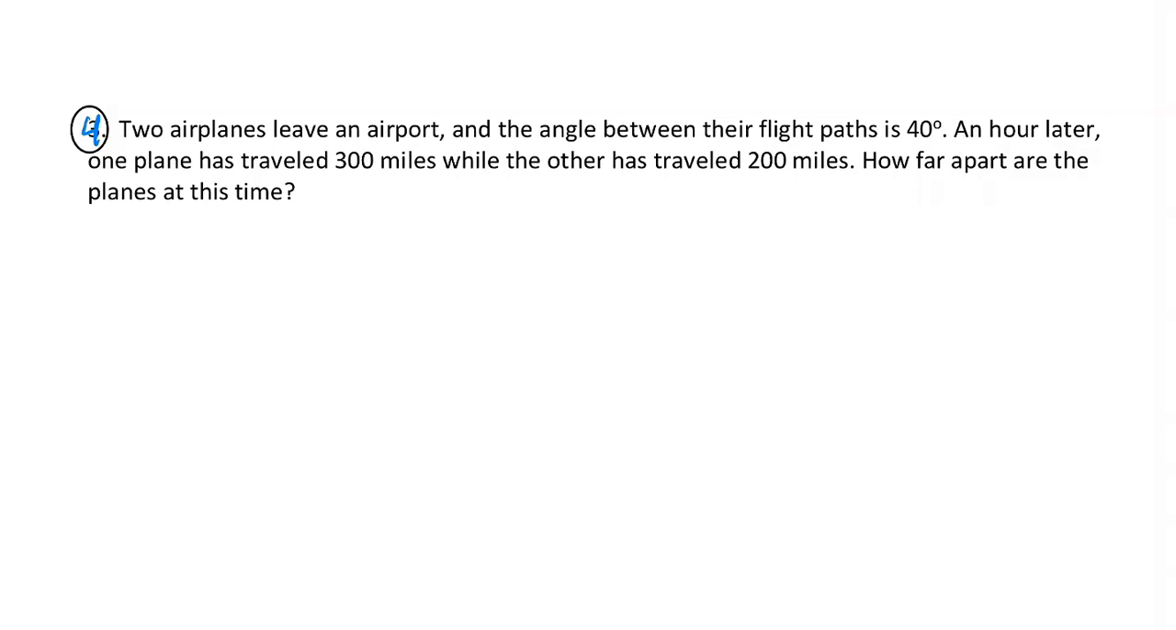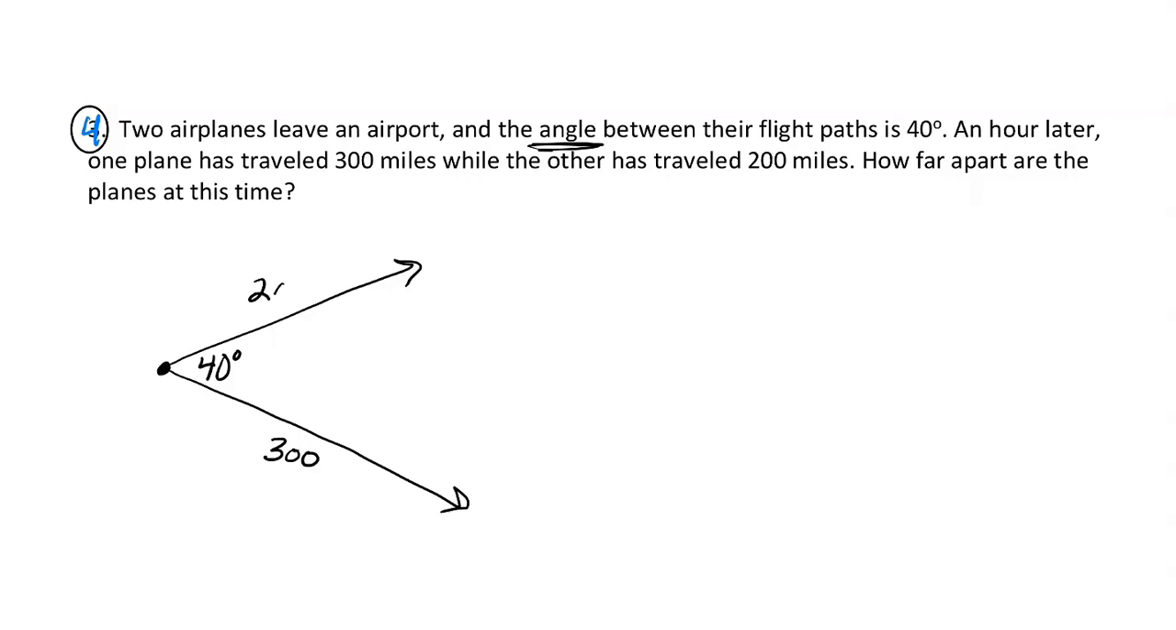The picture I'm going to draw is kind of an aerial view looking down at the airport. So if you're way up in the air looking down, God's eye view looking down at the airport, you have one plane that is traveling this direction. You have another plane that is traveling this direction. And the angle between them is 40 degrees. One plane has traveled 300 miles and the other plane has traveled 200 miles. How far apart are they? So we would like to know after 1 hour, how far apart are they, which is x.